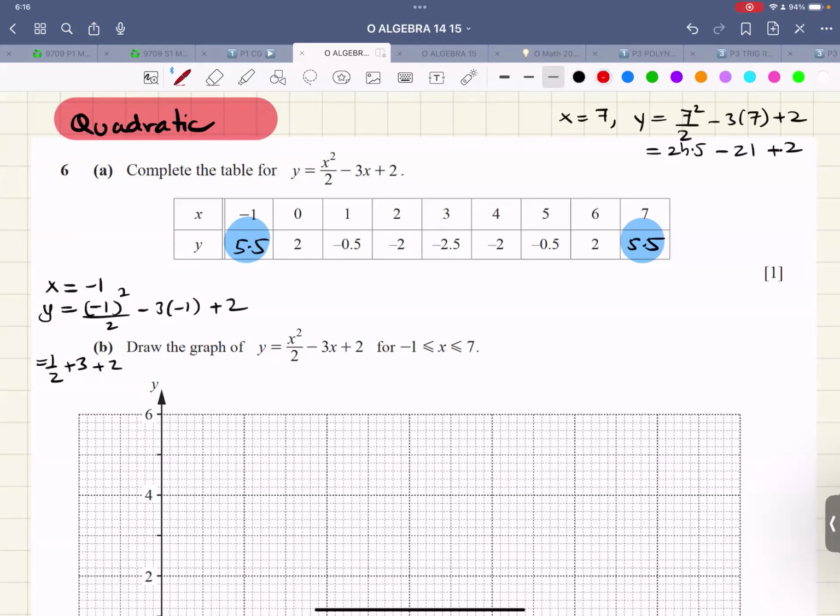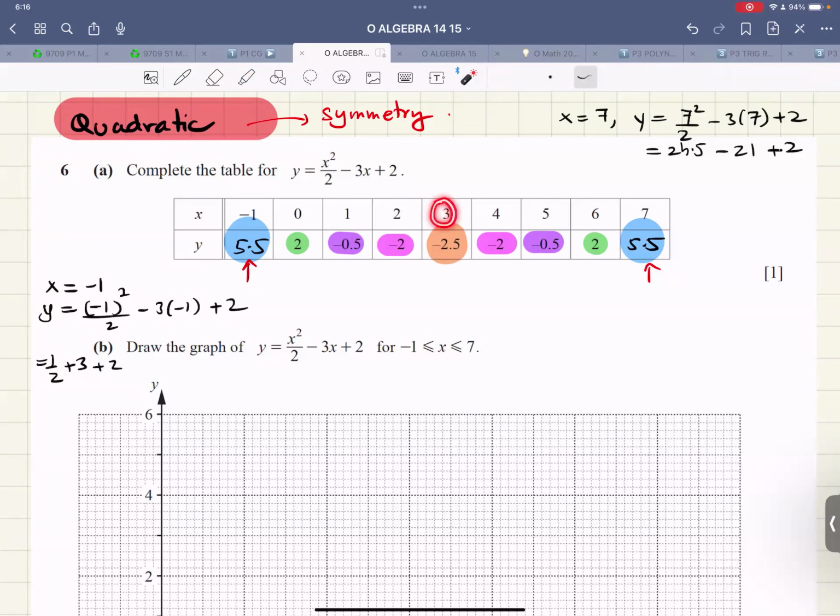Now, what do we observe? We observe symmetry over here, and that is a trademark of a quadratic. A quadratic is symmetrical about the turning point. Now, let's look at the values. Let's just compare them. If I compare this 2 with this 2, I see symmetry over here. If I compare this -0.5 with this -0.5, I see a symmetry. If I compare this -2 with this -2, I see a symmetry. And then this orange one, that is -2.5. So that is like the turning point. So this 3 is like the turning point.